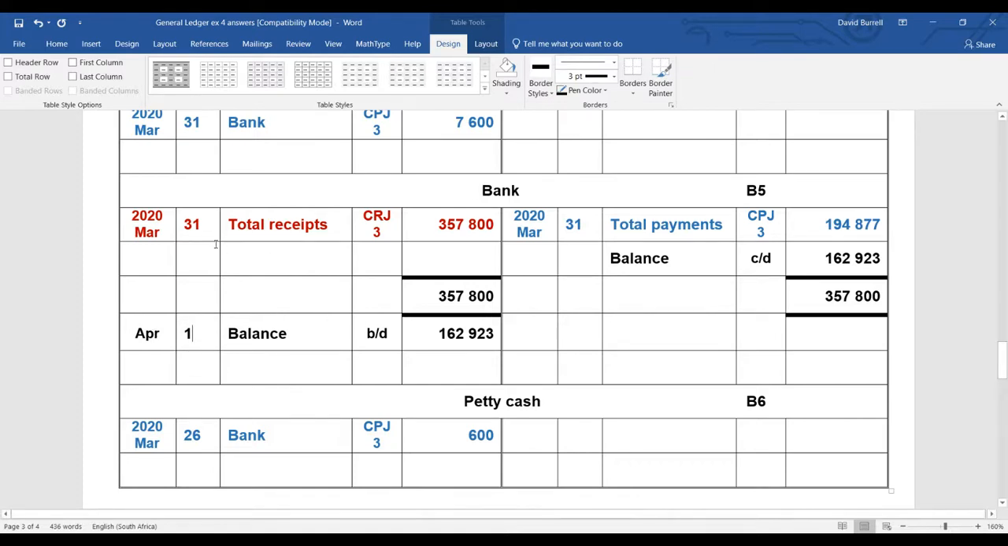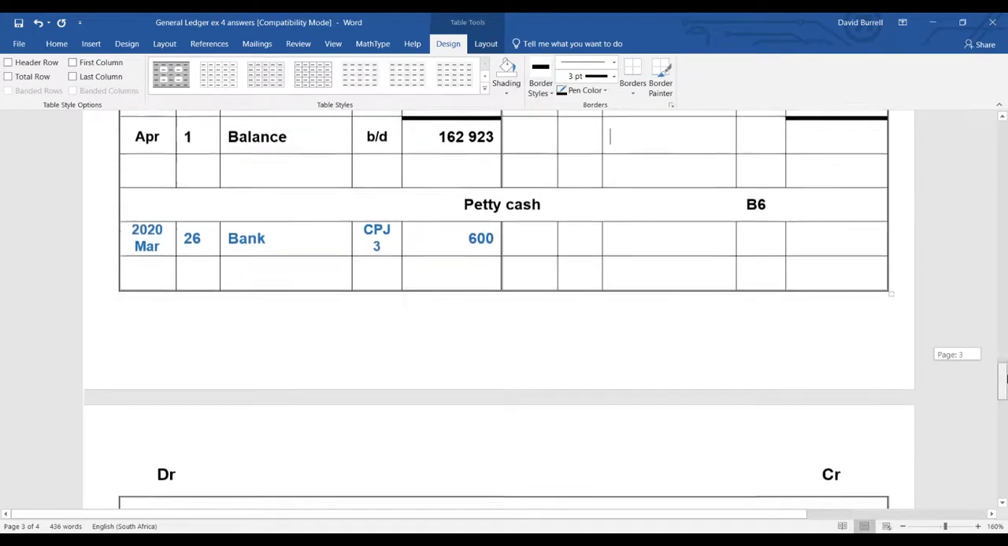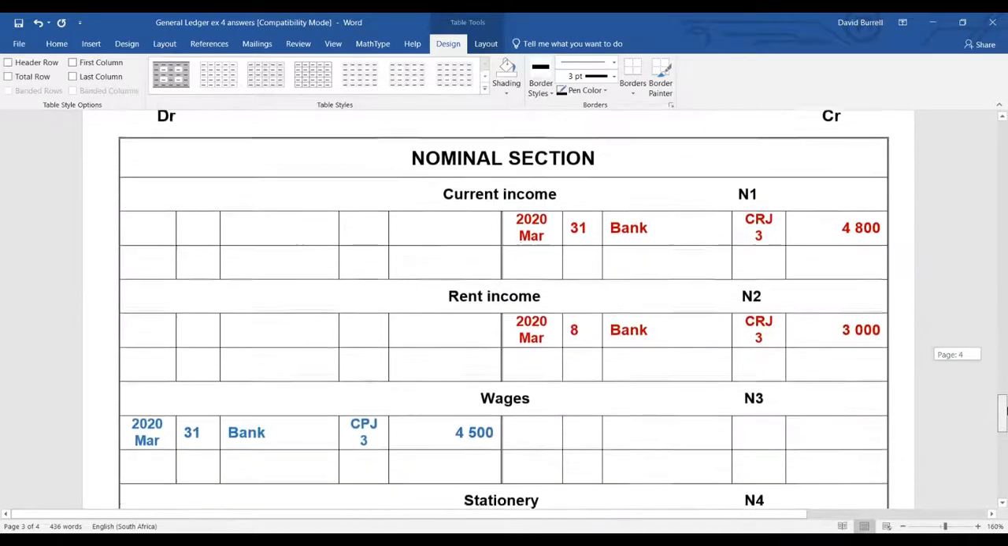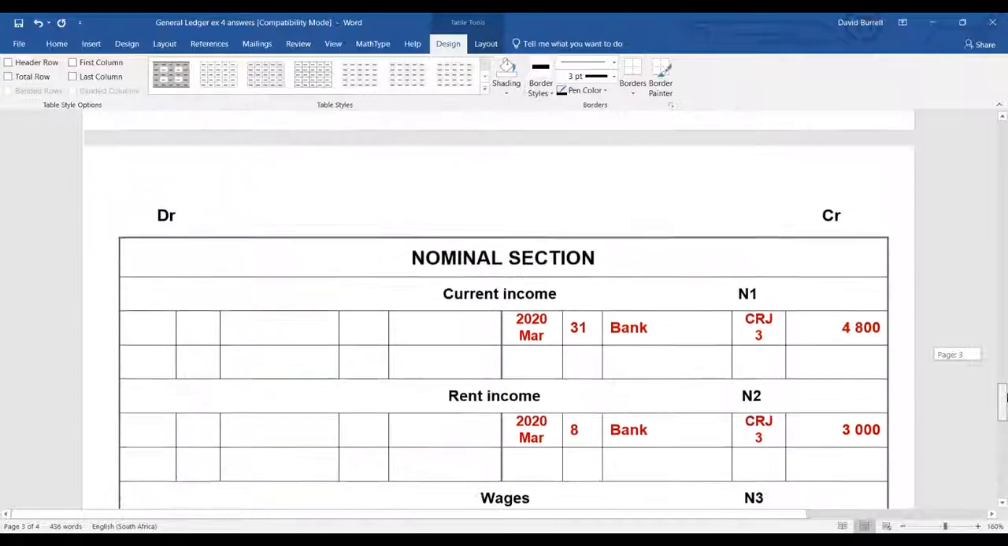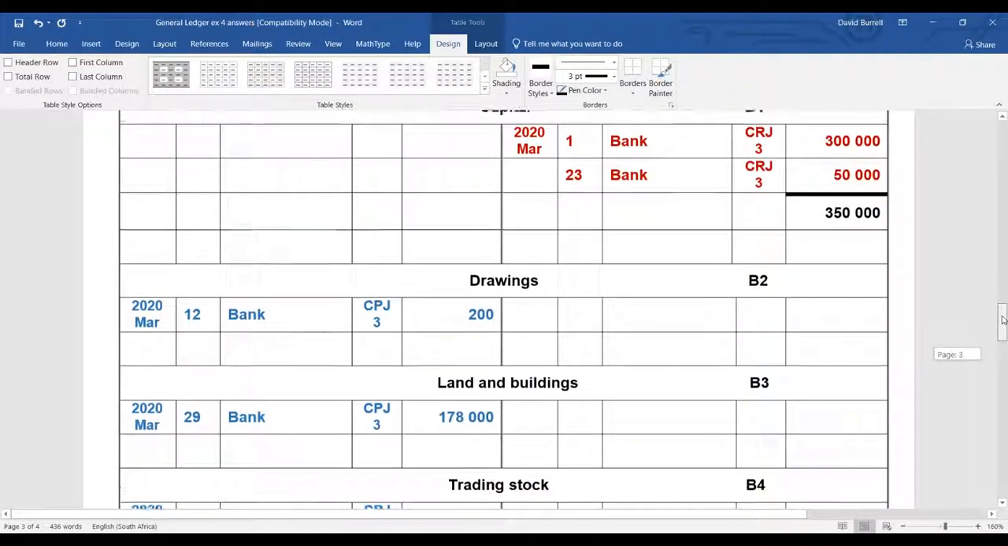Okay, so I didn't go and put a date over there for the balance carried down. I could very well go and write March the 31st because it's the end of the month date when we do the carry down, but I had March the 31st over there anyway, so I didn't need to repeat it. Okay, so we have balanced the bank account. We've done quite a few of those now. Petty cash, you've got just one entry, and the same applies to all of the accounts in the nominal section. Just one entry, so we don't need to do anything at all.